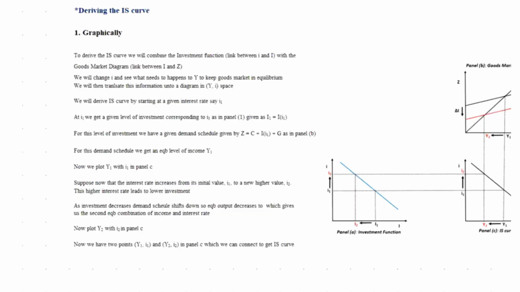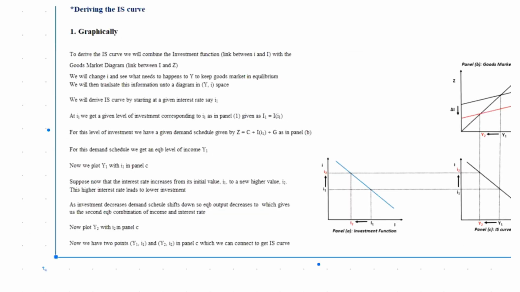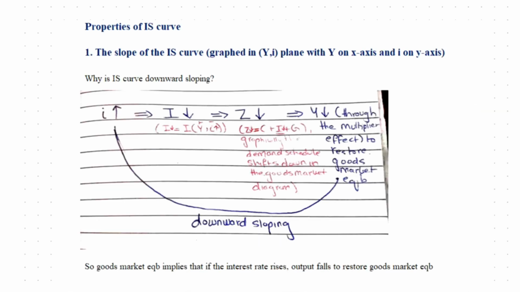So we did this when we were looking at the graphical derivation, where we saw that as interest rate increases, investment goes down, and this causes the demand schedule to shift down, right? As demand decreases for any given level of Y, the demand schedule shifts down, as investment is one of the components of demand. So this is exactly what we saw when we were graphically deriving the IS curve: investment decreases, demand decreases, so graphically the demand schedule shifts down.